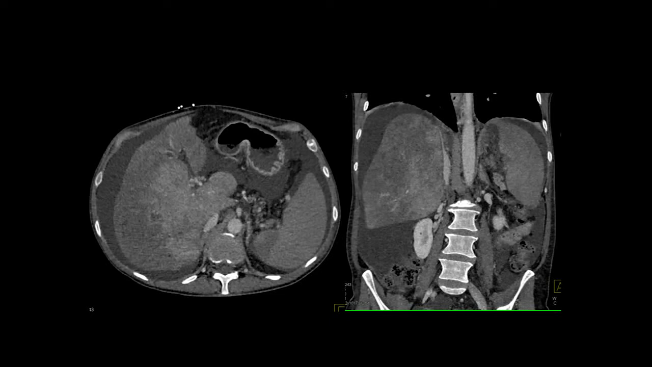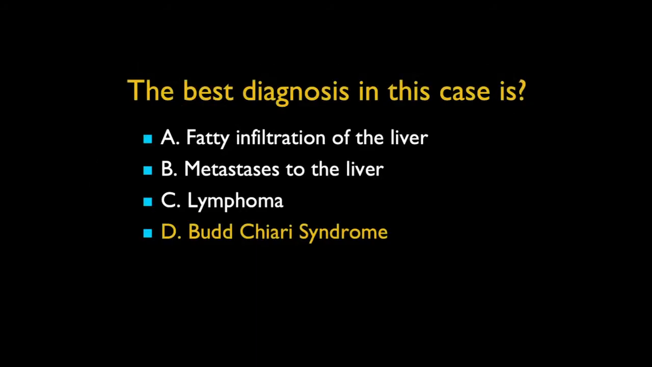This flip-flop phenomena is classic for Budd-Chiari syndrome, and this is a beautiful example of Budd-Chiari syndrome. Again, the lack of the hepatic veins, the narrowing of the IVC, all help you make the diagnosis.